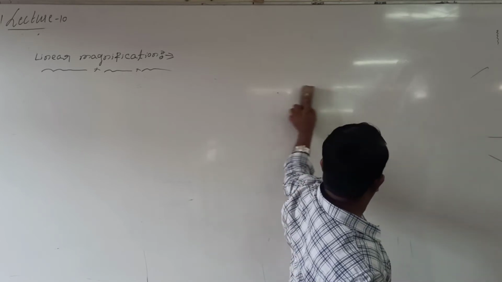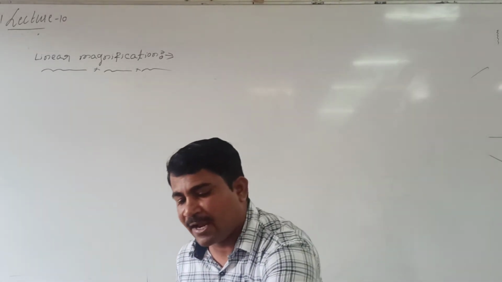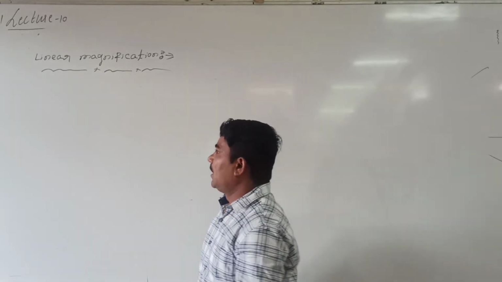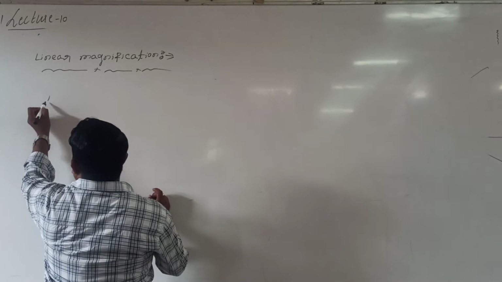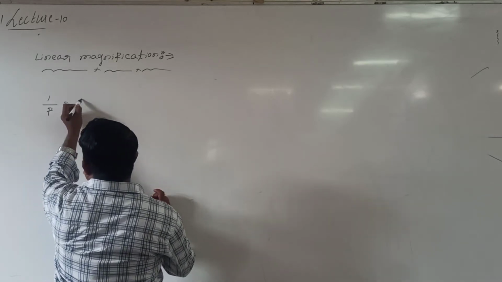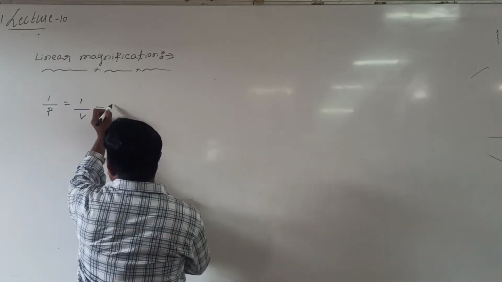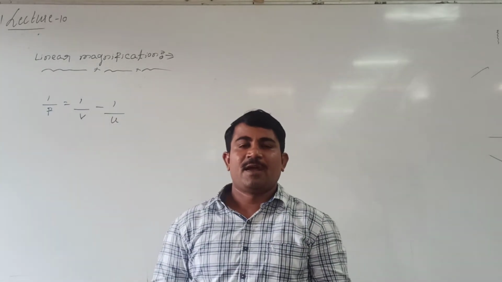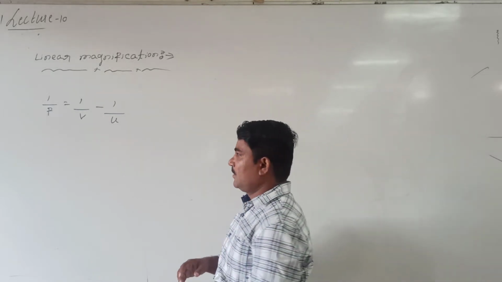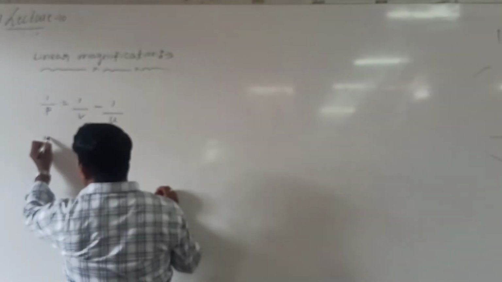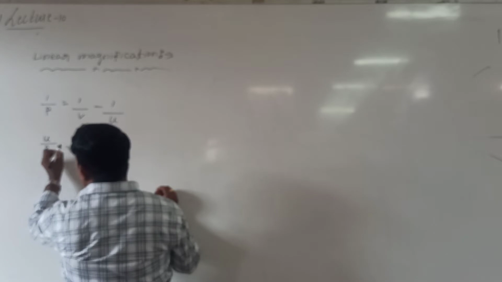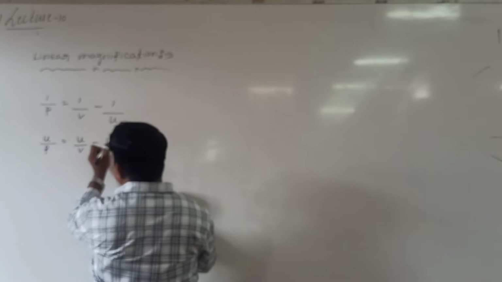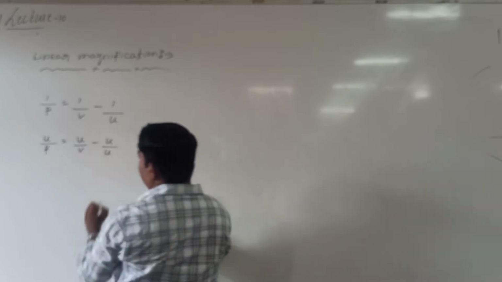See here. Simply we'll see linear magnification in terms of u and f. We know that the lens formula is given by 1 divided by f is equal to 1 divided by v minus 1 divided by u. Right. Now multiply u on both sides. If you multiply u on both sides, what does it become? u divided by f is equal to u divided by v minus u divided by u.